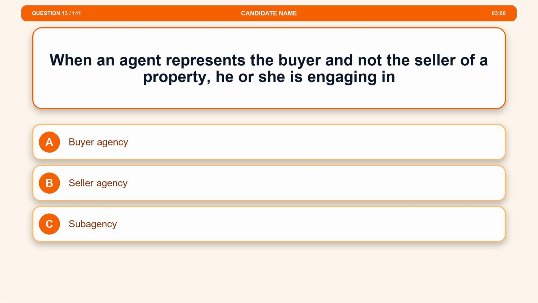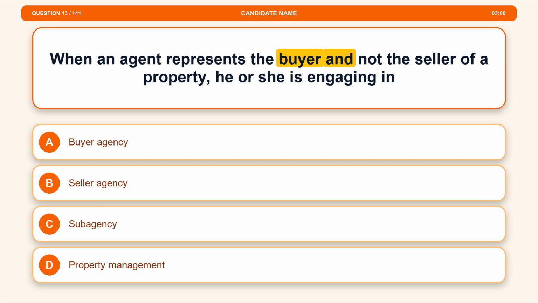Question 13. When an agent represents the buyer and not the seller of a property, he or she is engaging in option A. Buyer agency. Option B. Seller agency. Option C. Sub-agency. Option D. Property management.